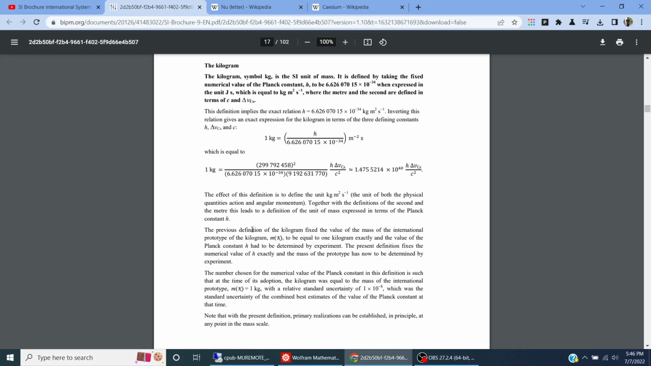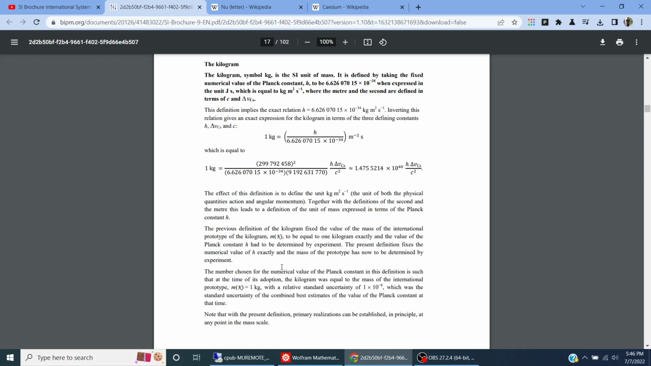The previous definition of the kilogram fixed the value of the mass of the international prototype of the kilogram, m(K), to be exactly 1 kilogram, and the value of the Planck constant had to be determined by experiment. The present definition fixes the numerical value of h exactly, and the mass of the prototype has now to be determined by experiment.